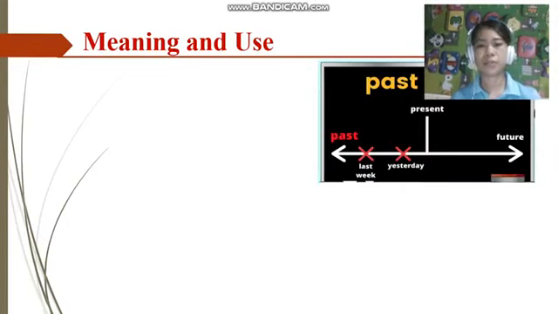So when do we use past simple tense? First, I want you to look at this picture. Look at the cross-head here. The cross-head here refers to an action that already happened in the past, for example, an action that happened last week or yesterday. The action already started and already finished in the past. It is a completed action.